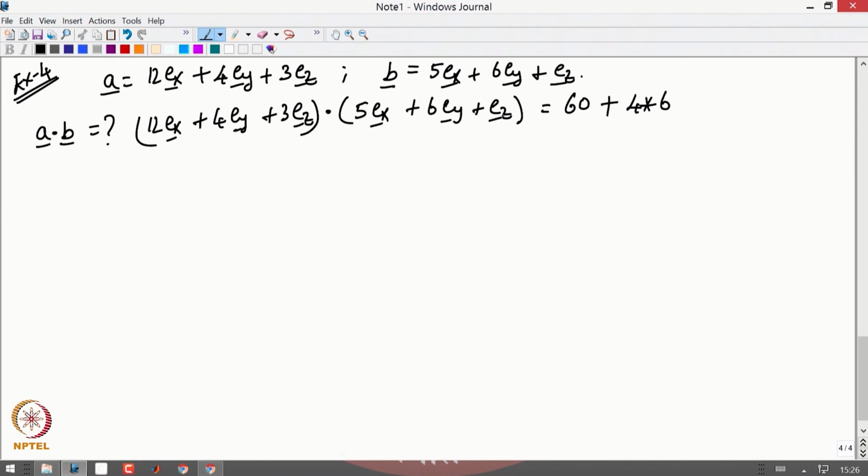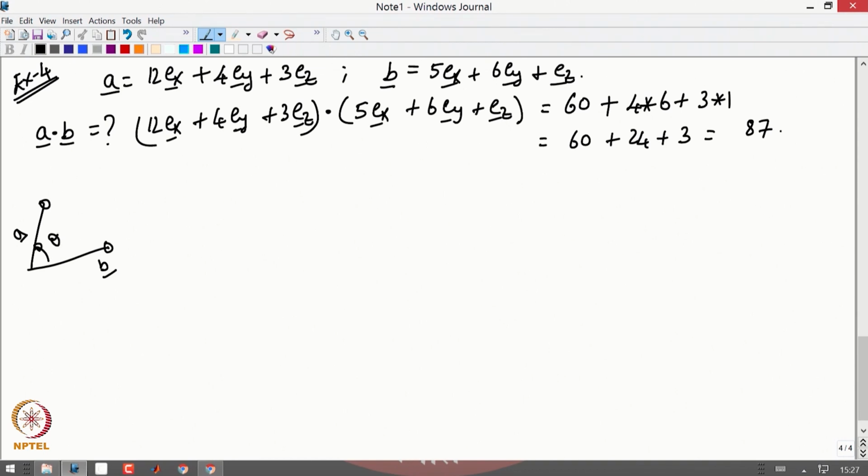So, that is not going to contribute. Then for Ez similarly only the 3 will contribute, so it will be 3 into 1, which is nothing but 60 plus 24 plus 3, which will be 87. Now, I want to find the angle between the A and B vectors. Say the A vector can be represented by some line segment like this, and the B vector is some vector represented like that. I want to find the angle theta between the A and B vectors. How do you go about doing that?